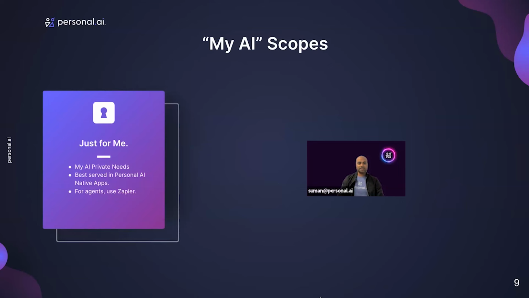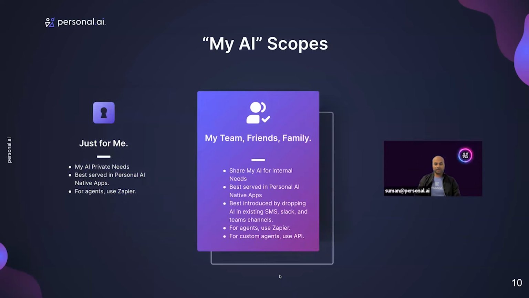In that case, it is simply best served in the personal AI native applications. There is a desktop application, there is a mobile application. However, every personal AI comes with its own API. So think about it as an API to CEO. You can use that with agents via Zapier right now, unless you're a developer, you can directly use the API as well.